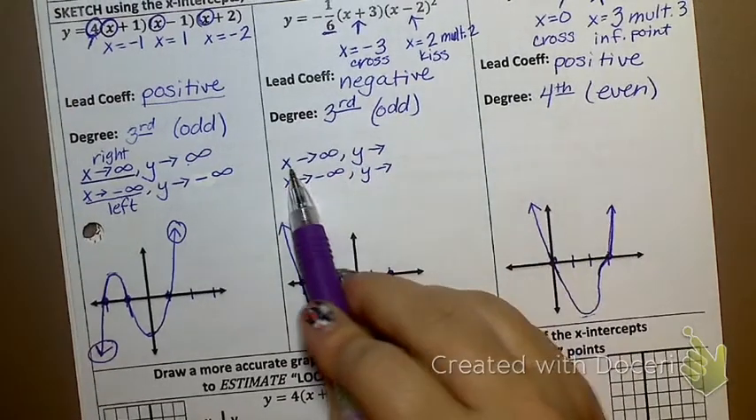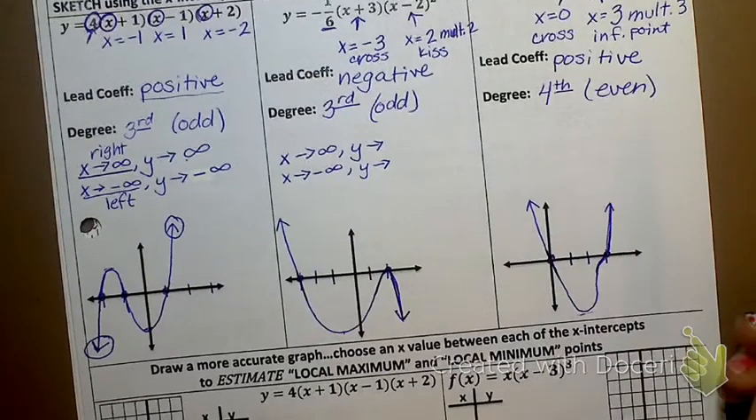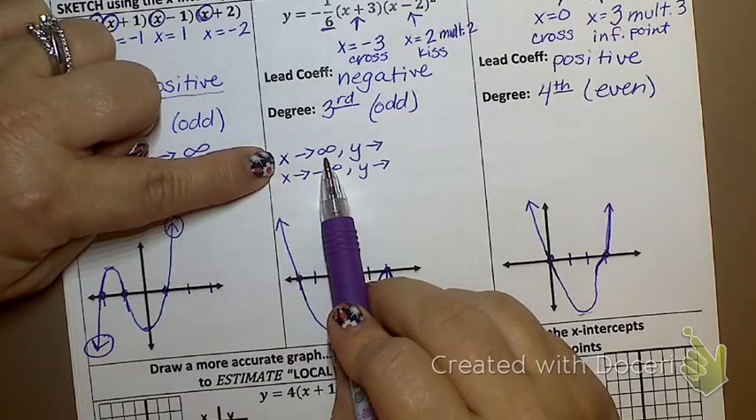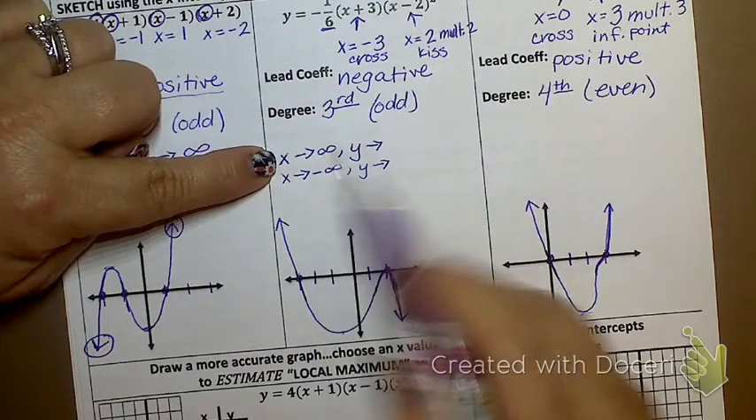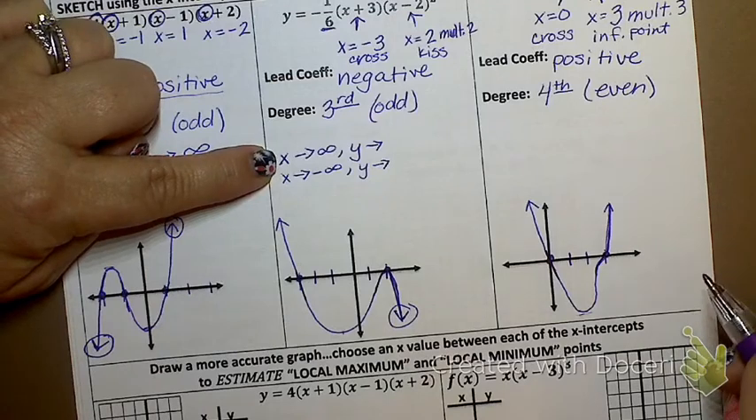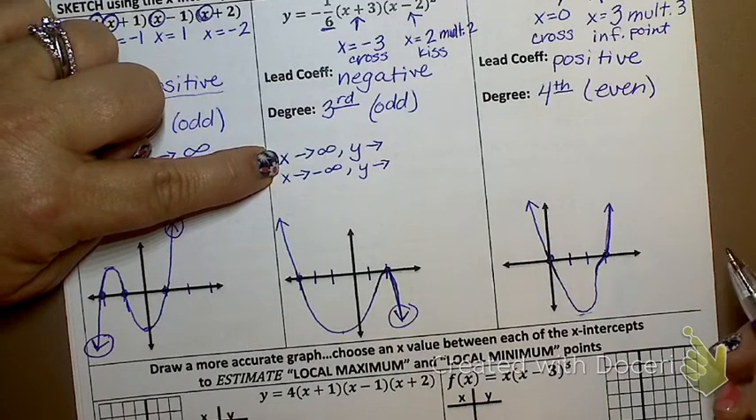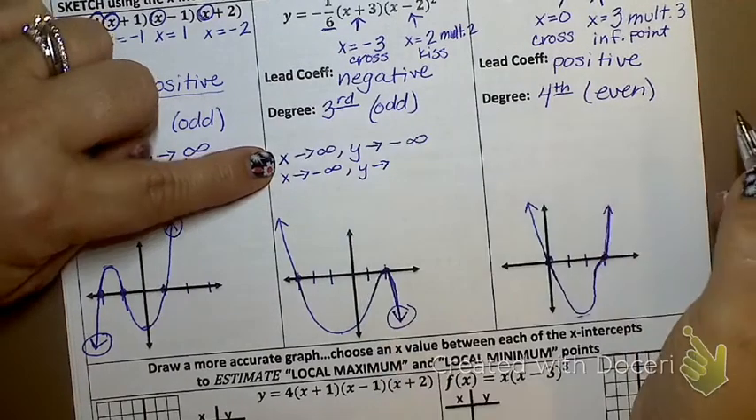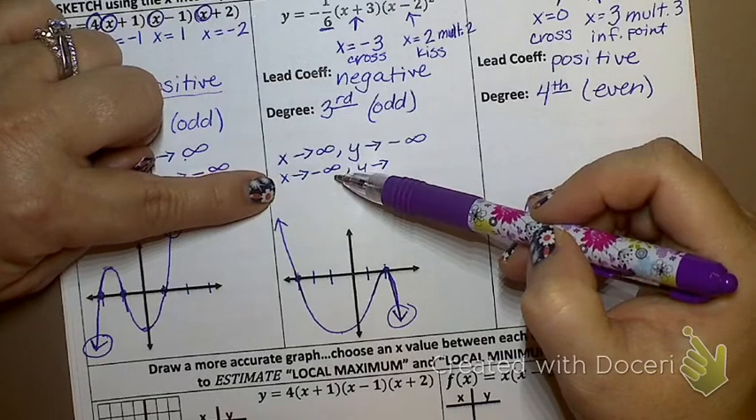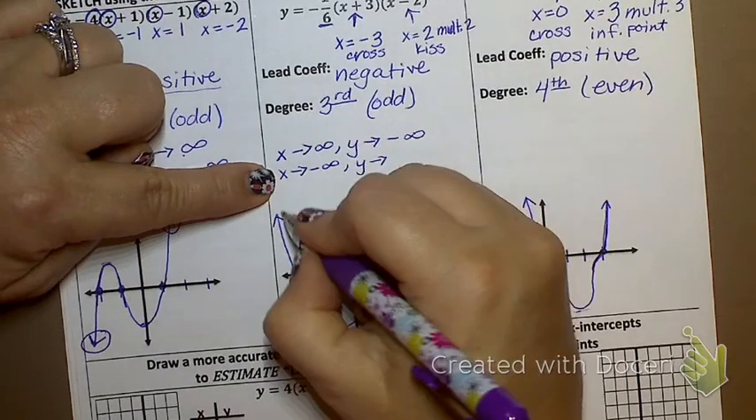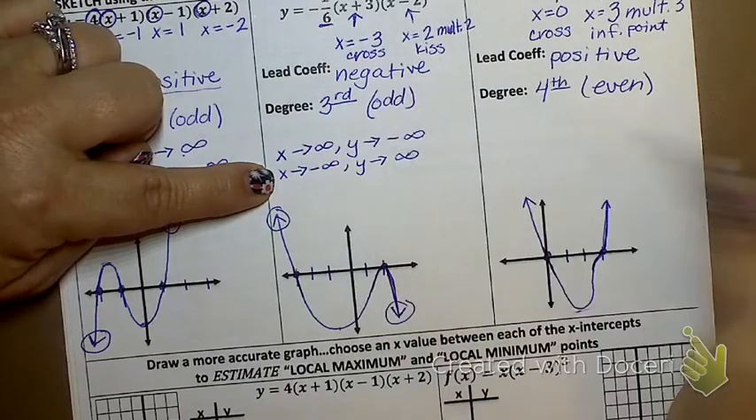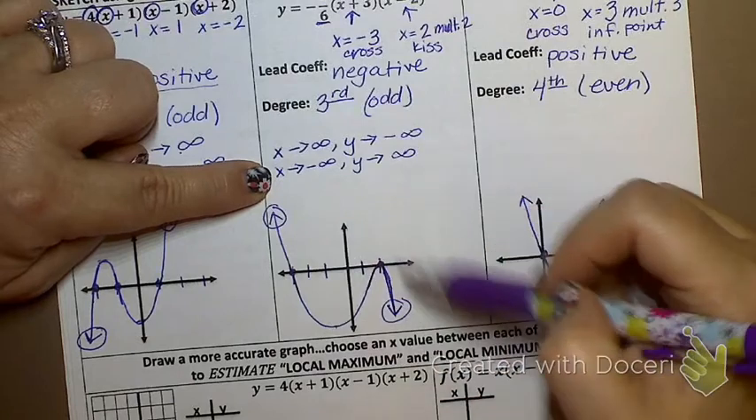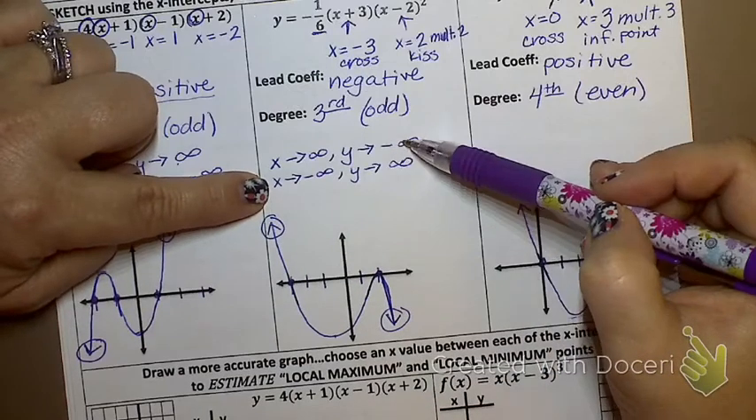So, x arrow infinity, is that asking me about the arrow on the right or the arrow on the left? Positive infinity would be on the right of my x-axis, therefore it's asking for the direction of the arrow on the right. Where is it going? Down. Negative infinity for x, that's asking about the arrow on the left, so it's going up. Remember, odd degrees go opposite, so once you know one, the other one is opposite.